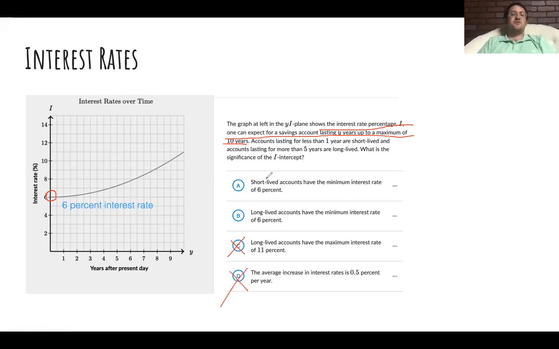So it's either going to be short-lived accounts have a minimum interest rate of 6%, or long-lived. And obviously, since Y is close to 0, it's short-lived. So we would choose answer choice A.